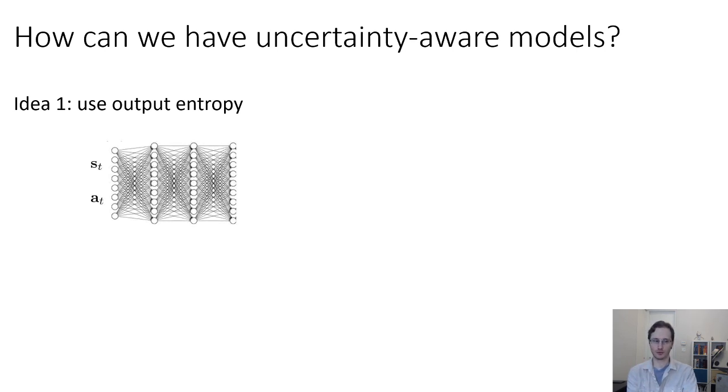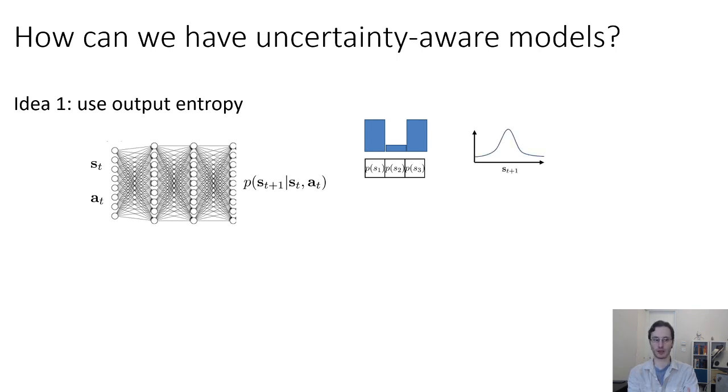So let's say that you have your neural network dynamics model that takes in s and a as input, and it produces p of s t plus 1 given s t, a t, which could be represented by a softmax distribution if you're in the discrete setting, or it can be represented by a multivariate Gaussian distribution in the continuous setting. So in the multivariate Gaussian case, you output a mean and a variance. In the softmax case, you just output the probability for every possible next state.